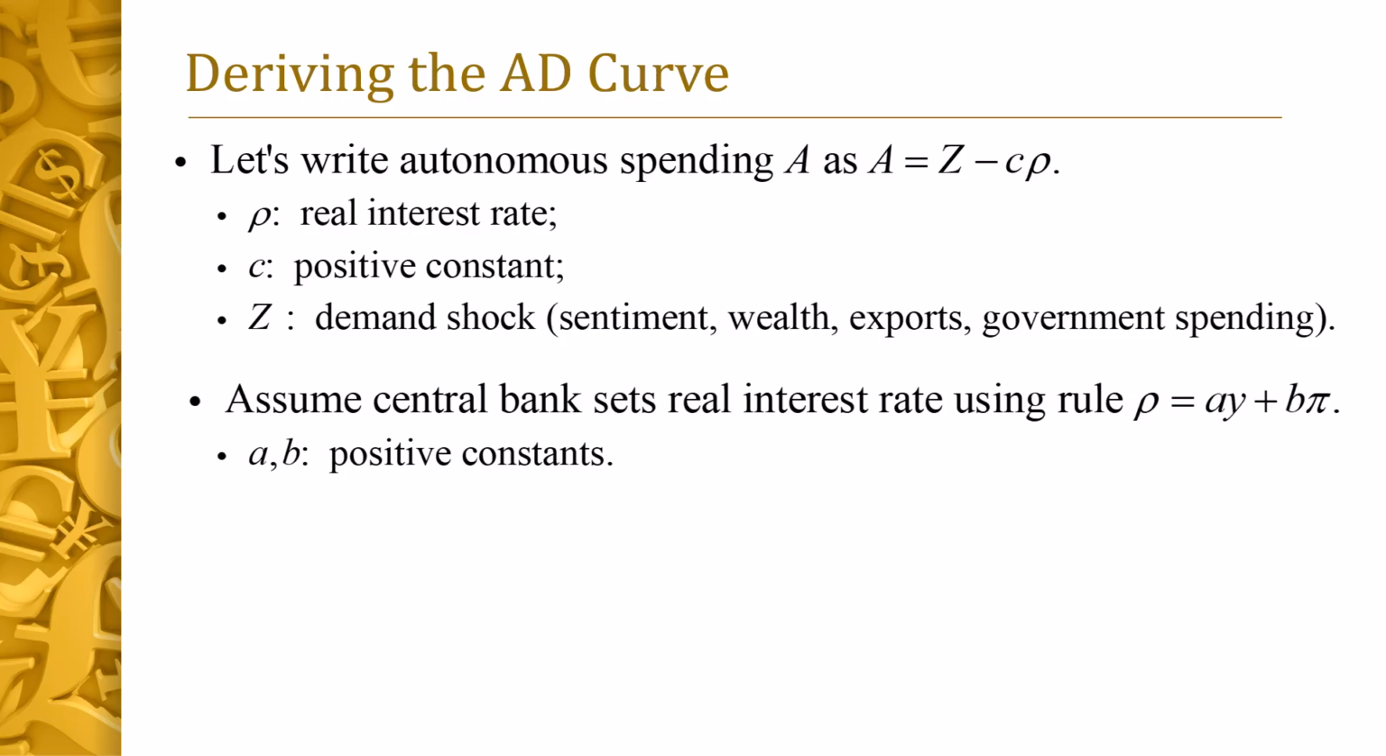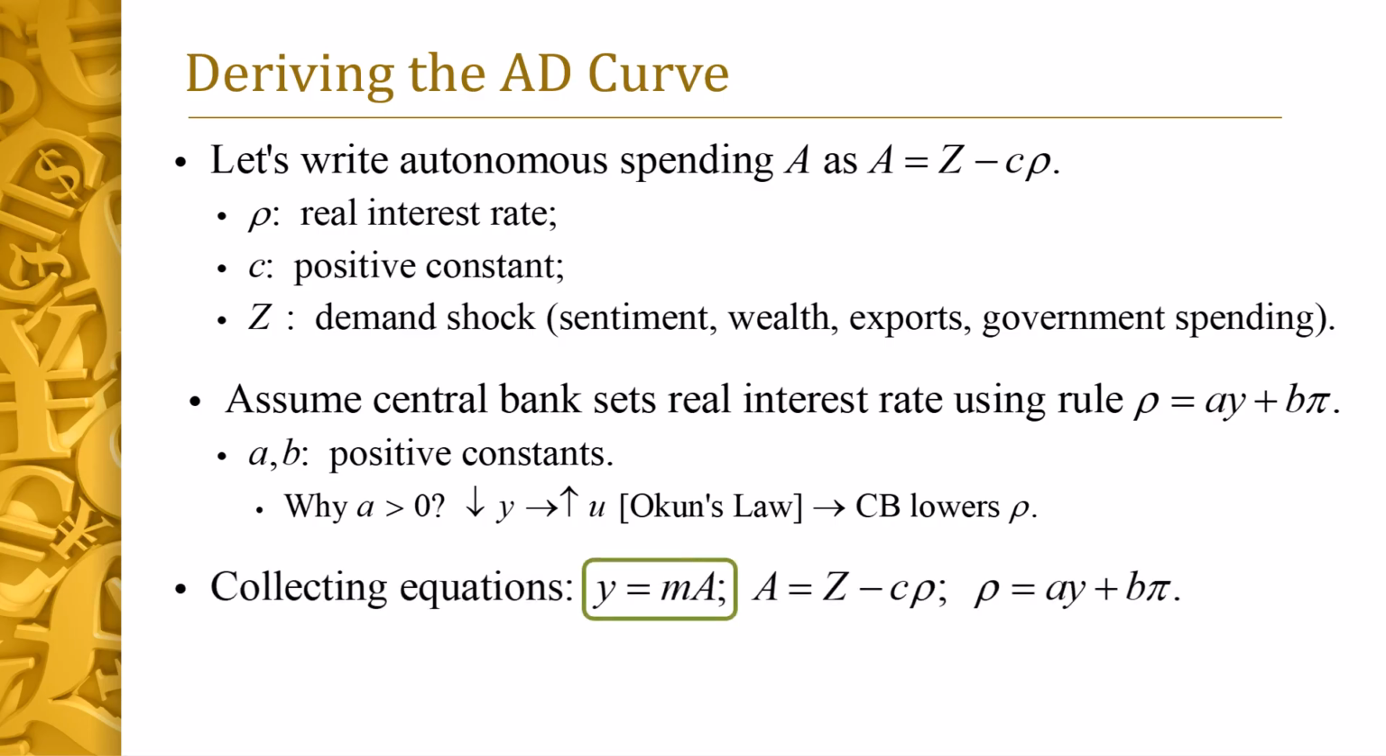Assume, moreover, that the central bank follows a simple rule in which the real interest rate rho equals a positive constant a times output y plus a positive constant b times inflation pi. Why is the constant a positive? First, a fall in y leads to a rise in unemployment U by Okun's law. This in turn prompts the central bank to lower the real interest rate rho to stimulate the economy. Since a fall in output y leads to a fall in the real interest rate rho, the constant a must be positive.